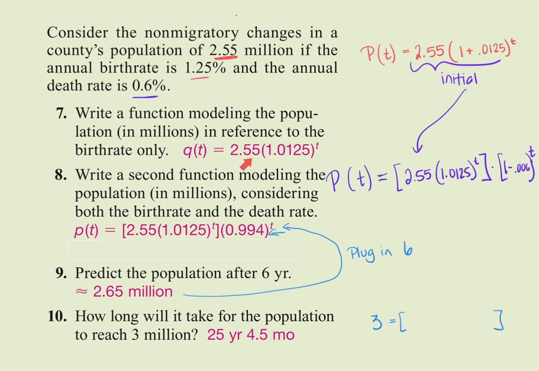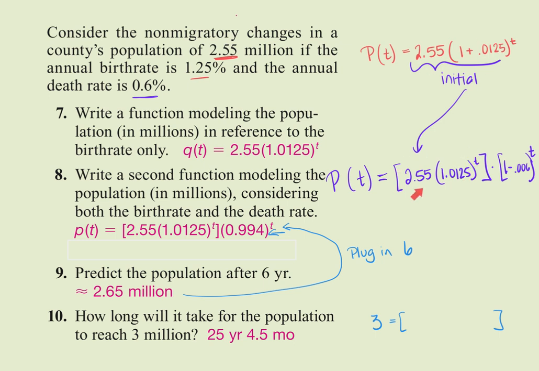If you want to just consider the birth rate, 2.55 million is your starting amount, times 1 plus your birth rate, okay? For death rate, it's a little bit different. You can't just combine those two because the death rate also includes the births. So you can't just start at 2.55 million. You have to consider that you have births in there as well. So you can take this as your initial.